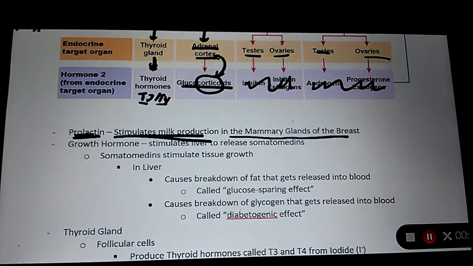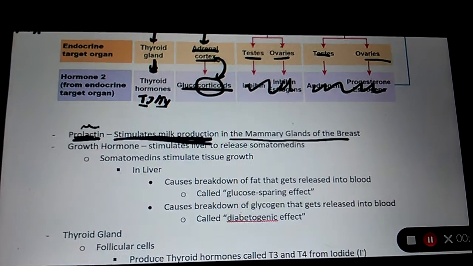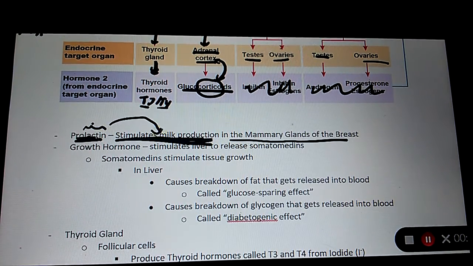But the thing I want you to focus on right now is try to just get to the point, get to the facts of what you need to know. So prolactin. Lactin, think of lactose. Lactose is what? Milk. So prolactin stimulates milk production.